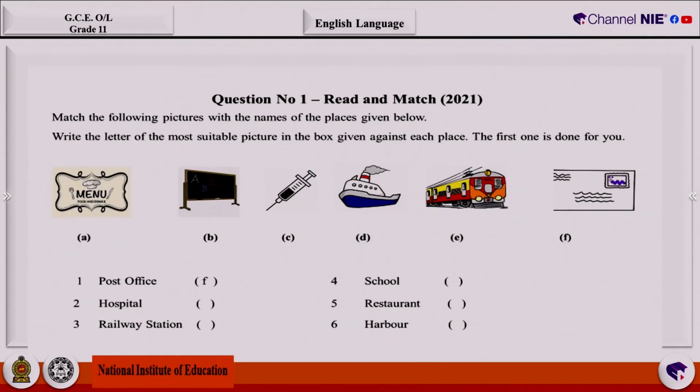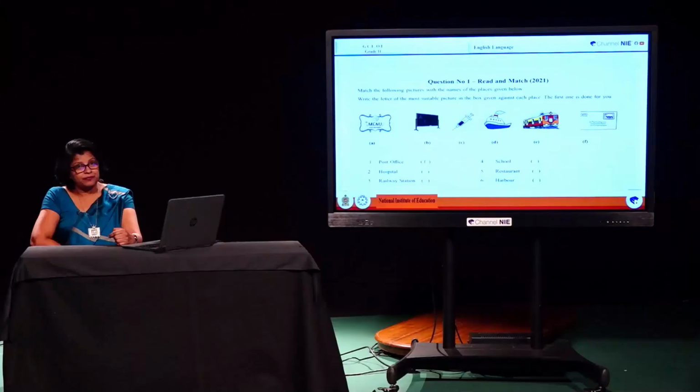So we are starting with the reading question. The paper has several reading questions and they will start with a very simple question like this, question number 1, and then the difficulty level will increase throughout the paper when we go to other questions. So don't lose any mark for question number 1 because it is such an easy question.